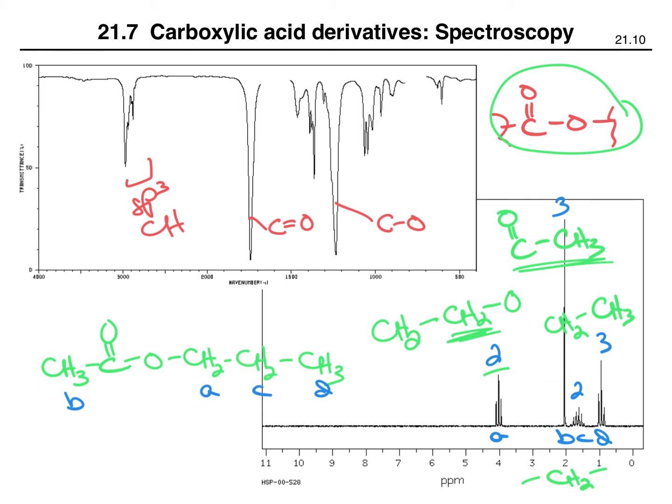C has 5 neighbors, so we would expect a sextet. It's kind of hard to tell, but we can see a lot of peaks, so obviously a lot of neighbors, so this is consistent. And then finally D, this should be pretty normal, so close to 1 ppm, and it has 2 neighbors, so we would expect a triplet, and that's what we have here. So this compound is propyl acetate.